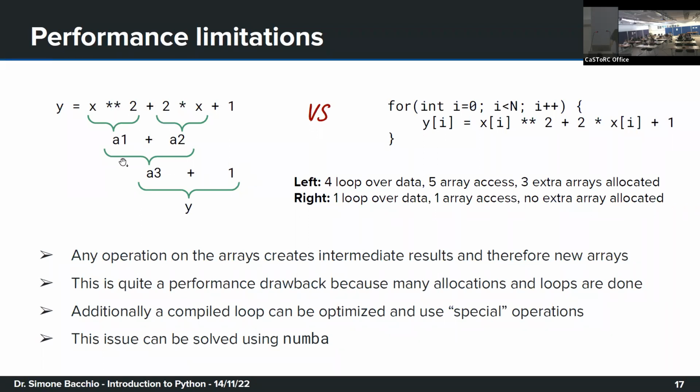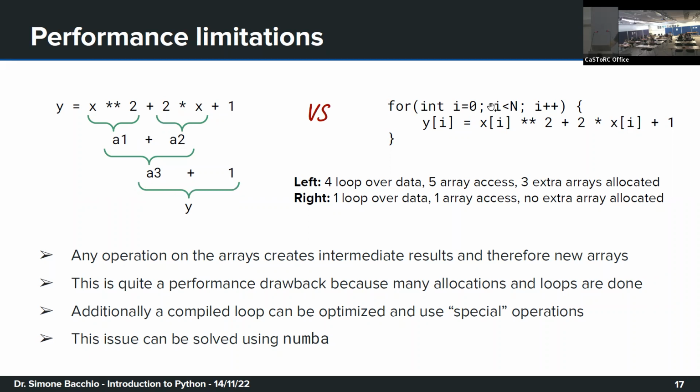So doing this in Python requires 4 for loops, because I have to do 1, 2, 3, 4 for loops on the data. I had to do 5 array accesses because I had to access x, a1, a2, a3 in order to do it. So I accessed 5 different arrays in memory. And I had to create 3 extra arrays in memory. So these created more space in memory for getting y. Of course, all of this is trashed away, but for arriving here, I had to create these temporary arrays.